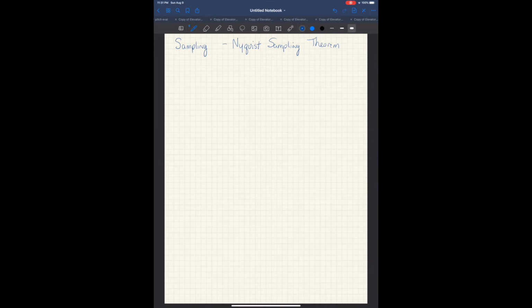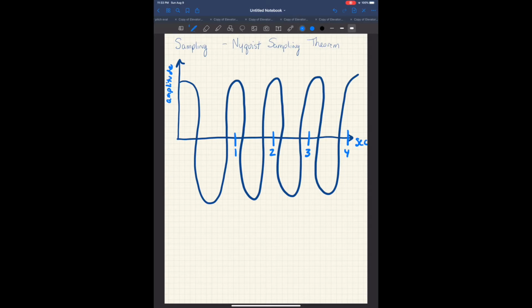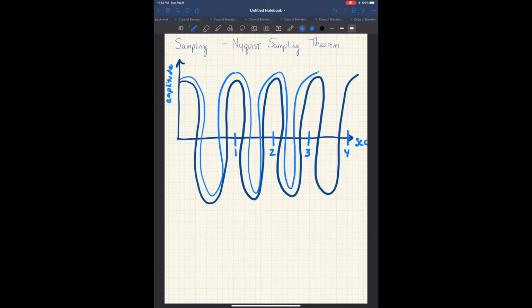In this video, we're going to talk about sampling, specifically Nyquist sampling theorem. This cosine wave represents a signal which has a frequency of 1 hertz. We see that because every repetition of the wave repeats every second. So there are 1 cycles per second. So this wave has a frequency of 1 hertz because hertz equals cycles per second.